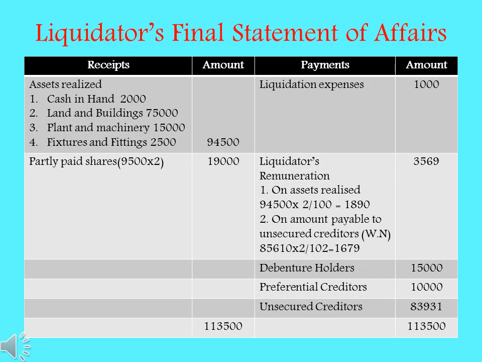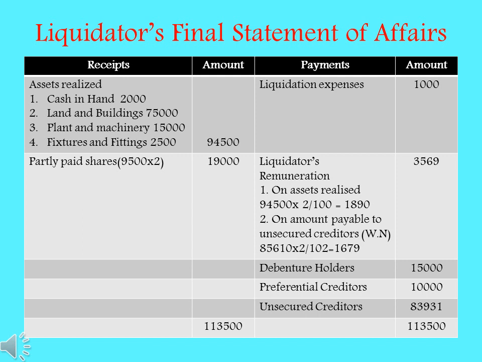Here is the liquidator's final statement of affairs. It has two sides, receipt side and payment side. In the receipt side, we record the amount of assets realized. It was shown in the question already. Cash in hand rupees 2,000, land and buildings rupees 75,000, plant and machinery rupees 15,000, fixtures and fittings rupees 2,500. The sum of all figures, the assets realized, is rupees 94,500.